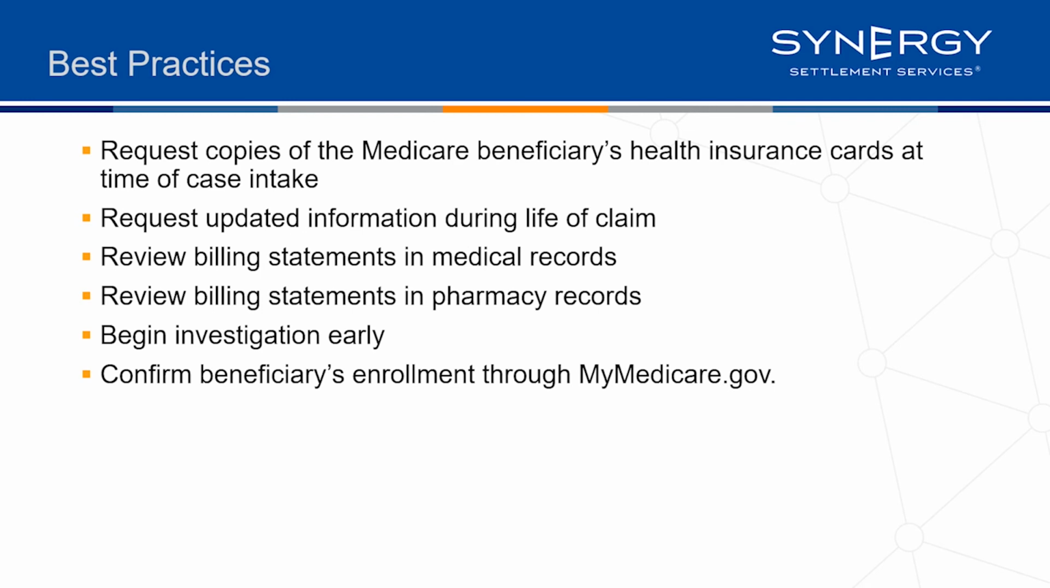There are some things you can do to help make the conditional payment process go more smoothly in a claim. I would recommend that you request copies of your client Medicare beneficiaries' health insurance cards once you sign them up. It's also a good idea to request updated information during the life of the claim. The medical records should be reviewed to see who is being billed at various times over the years of treatment. You should also be able to see the billing statements in the pharmacy records. It's a good idea to begin this investigation early.